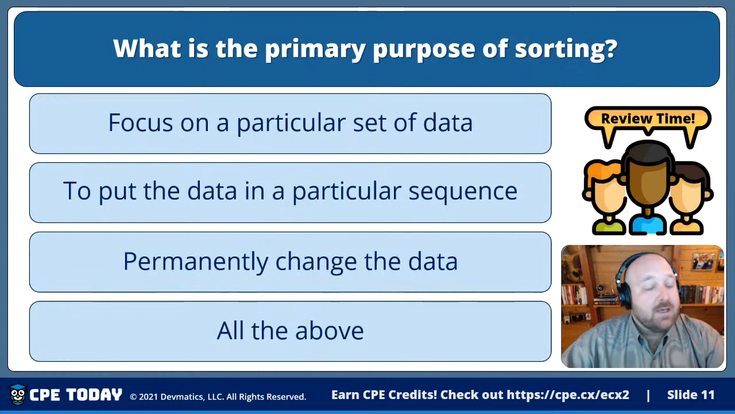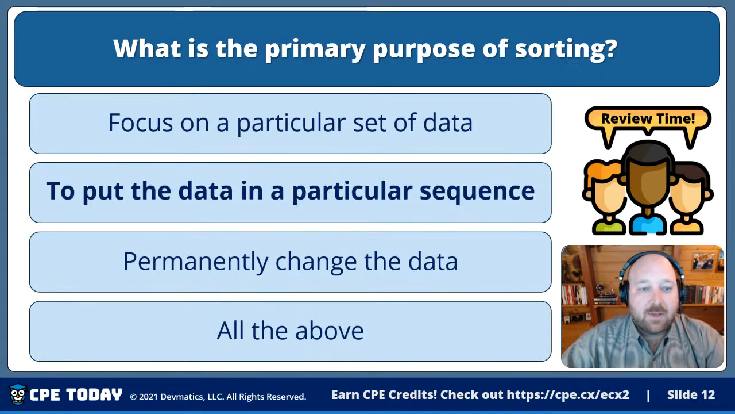And in my experience and in my opinion, I would go ahead and say it would be B here, to put data into a particular sequence. That is when I use sorting, and that's what I would recommend. So if it's important to keep everything in view, go ahead and use that sort option. If it is irrelevant, we can just use that filter option to focus just on the data that is of particular interest to us.